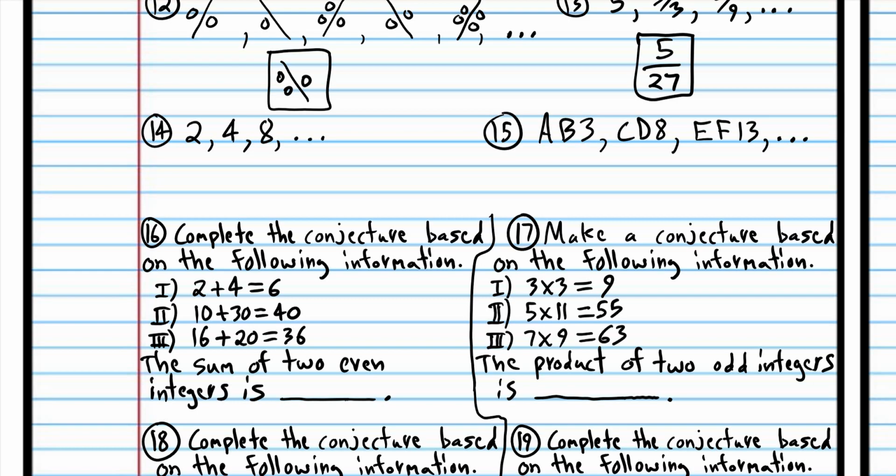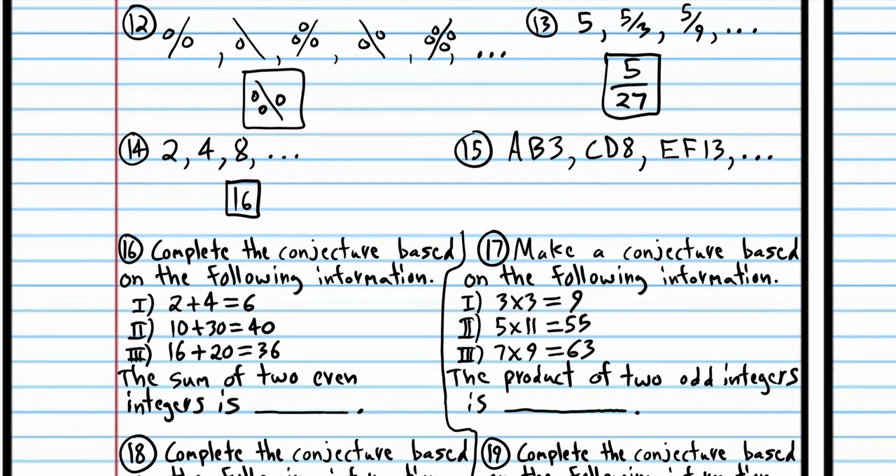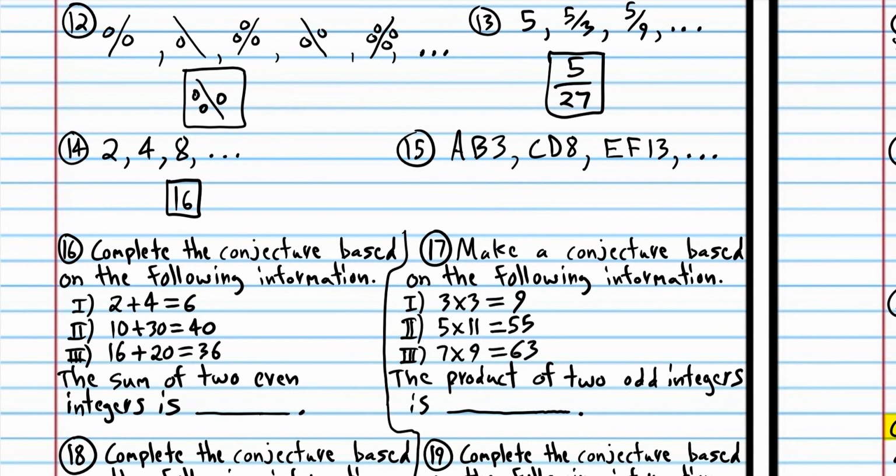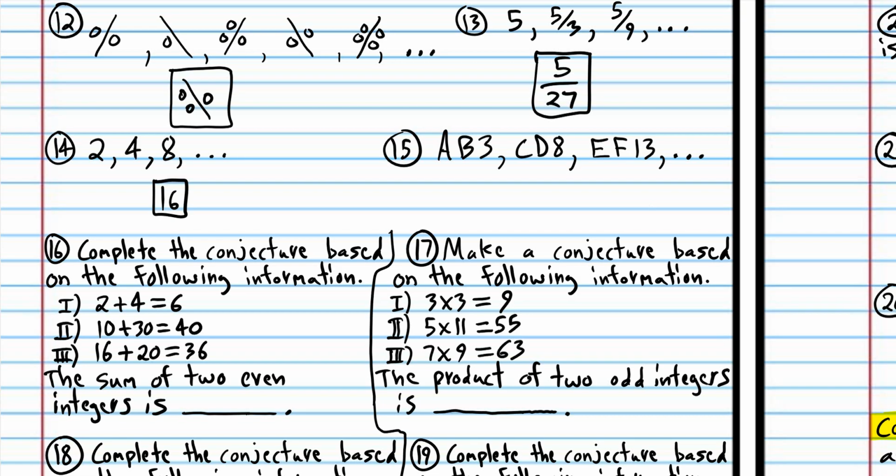All right, if you said the next term is 16, you're correct. That was similar to one that we did previously. You're just multiplying by 2 each time. All right, number 15, go ahead and try that, and when you come back, we'll do it together.